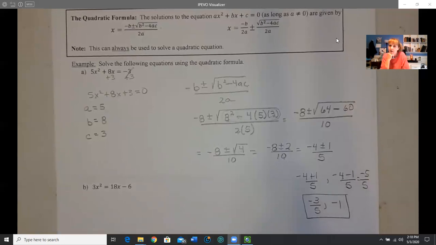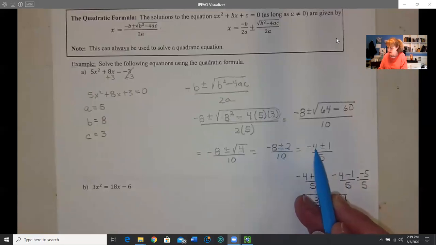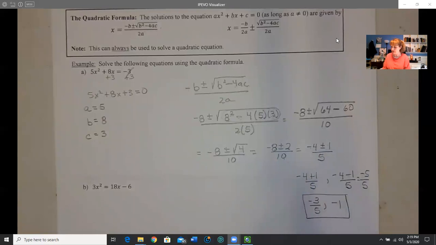All righty. So again, because our radical disappeared, we were able to go ahead and take -8 plus 2 over 10, okay, -8 minus 2 over 10. Unless, of course, you divided each one of these by something that would go into all 3 of them. Sometimes there is nothing that will go into all 3 of them, but in this case, it was a 2. So I took -4 plus 1 over 5 and -4 minus 1 over 5, and then reduced those.